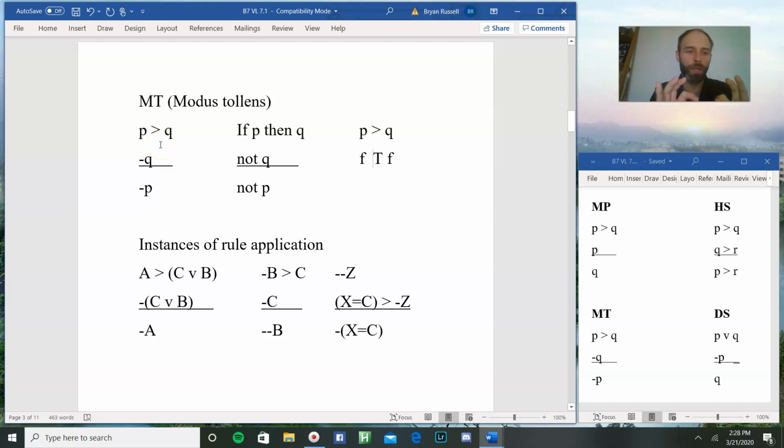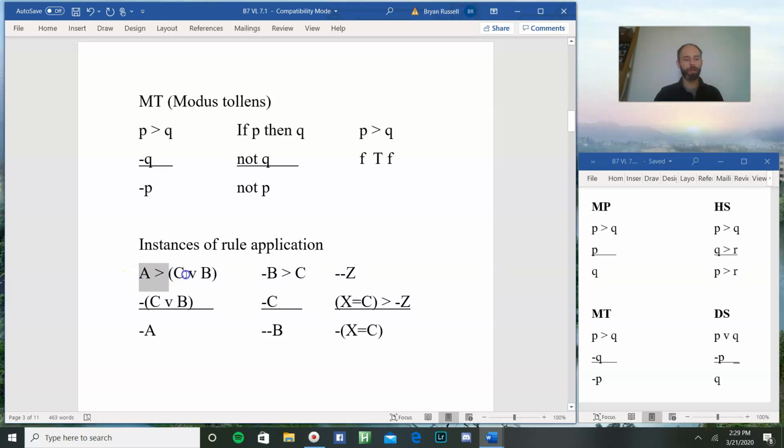Well, before we look at applications, note, up in the top left here again, if we're given P horseshoe Q, and then on another line, if we have just one additional tilde added to the consequent, then what we end up with is one tilde added to the antecedent. That will help clear up some confusion with this. So now let's look at the instances of the rule being applied.